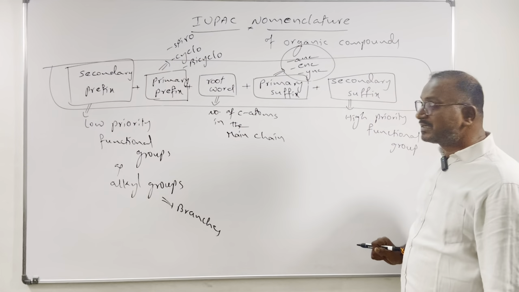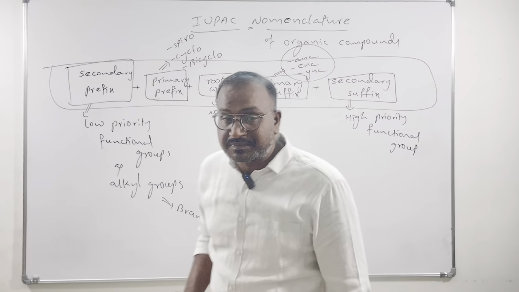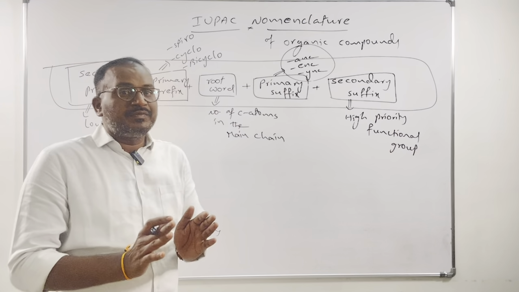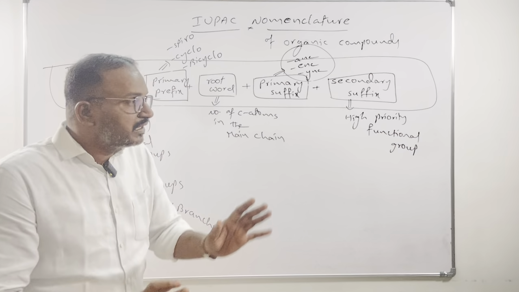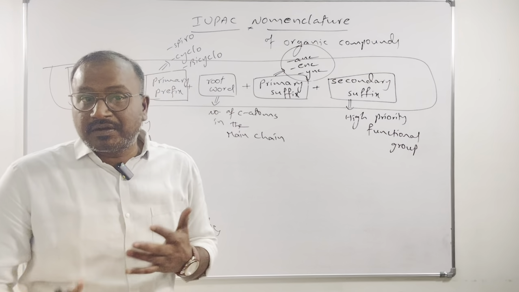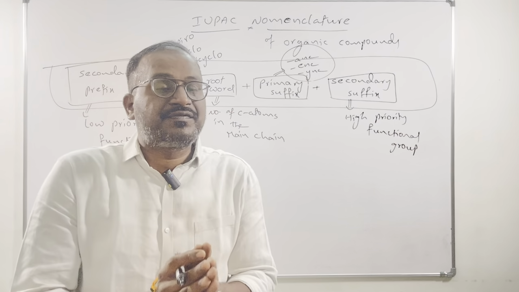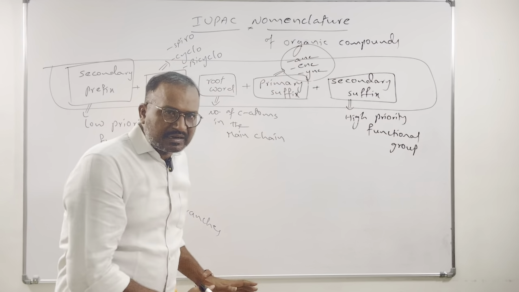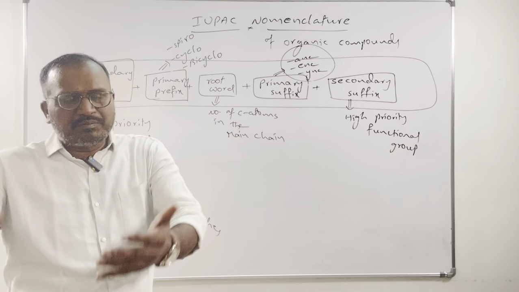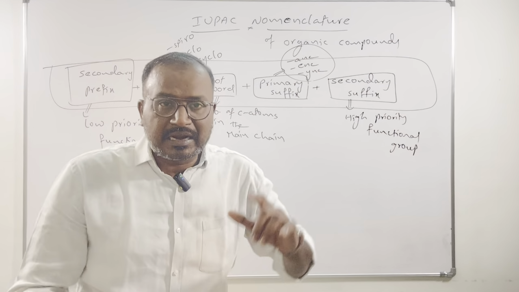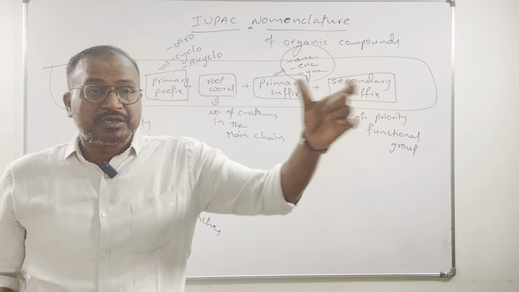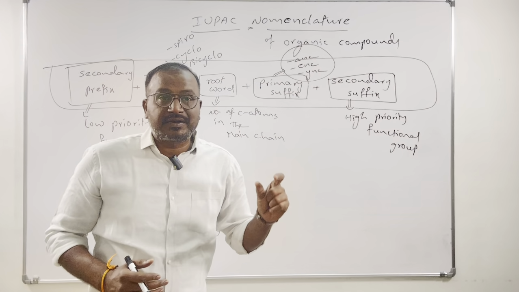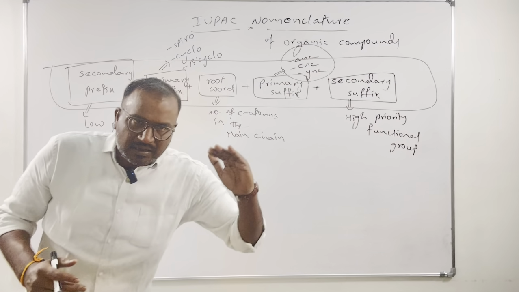Next, coming to secondary suffix. Secondary suffix is a main thing. We have many functional groups. If an organic compound has more than one functional group, we first have to identify which one is the high priority functional group. There is a priority order. I will show that next, or it will be in the books. The high priority group is COOH. After that, the second priority is SO3H. Like that, the order continues.